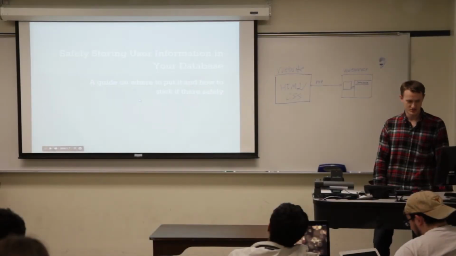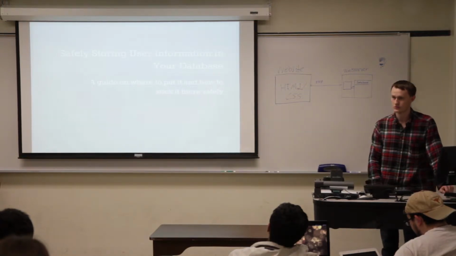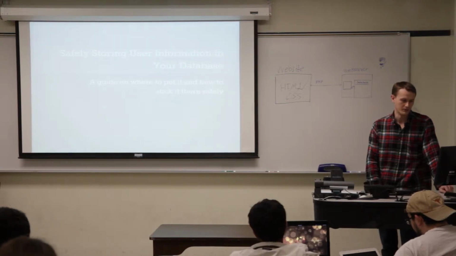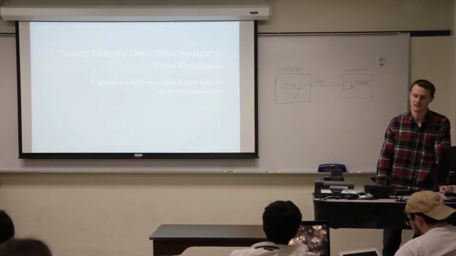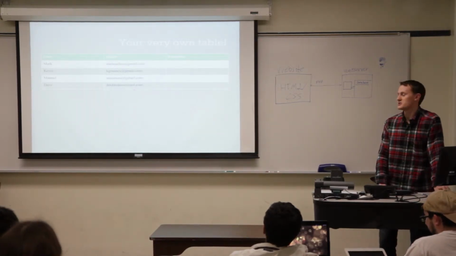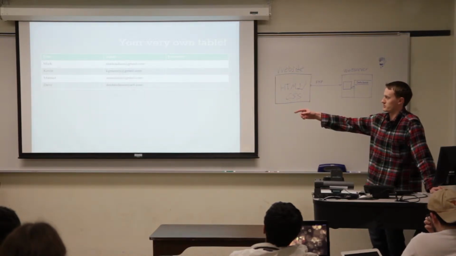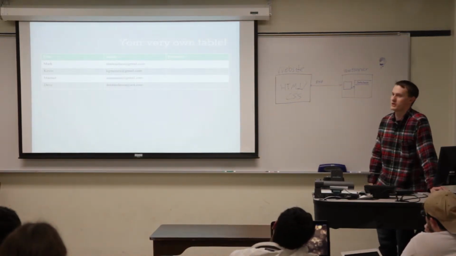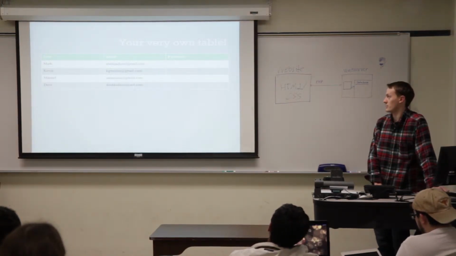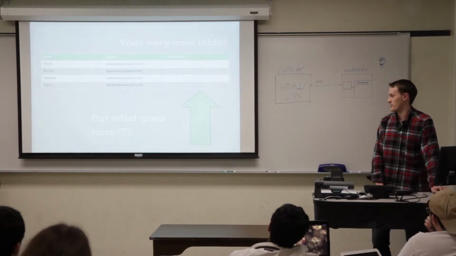Okay, so this is some information on how to store things in your database more securely, or rather a guide on where to put it and how to stick it there safely. As you saw on phpMyAdmin, you'll probably end up with a table that looks something like this. You'd have your users, email, and then you have to have some way of verifying your user, so you are going to have some kind of a password thing. And the question is, how do we securely store them there? What goes there?